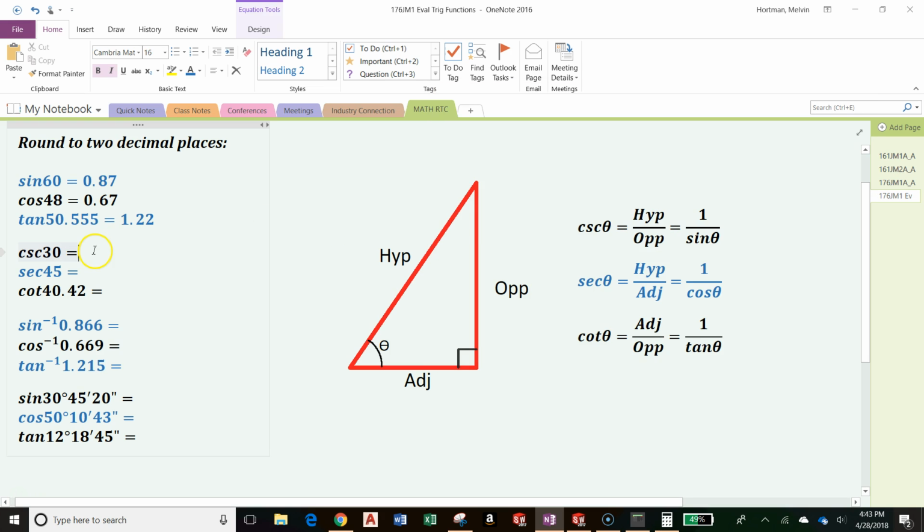So I'll go ahead and put this in. And around the 2 decimal places, it's exactly 2. So I can just put zeros there. Now let's look at secant of 45. Secant of an angle is the reciprocal of cosine. It's going to be 1 over the cosine of that angle.